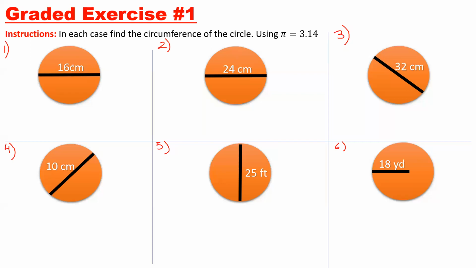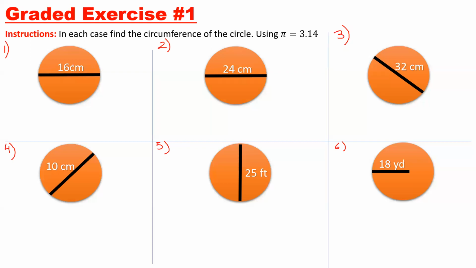Angel, what number are you on? I'm on number 3. Good. And Hayden, what number are you on? Number 2. Okay, good. And George, what number are you on? I am on number 4, Mr. Petit. Okay.